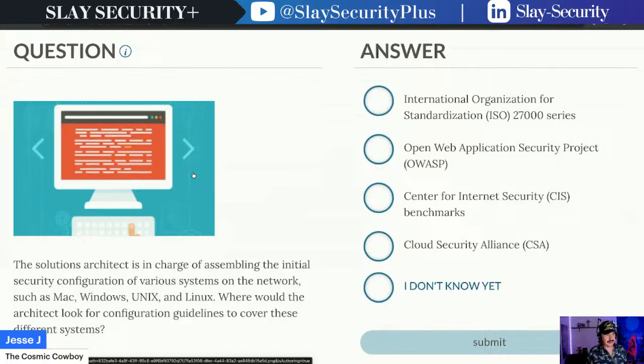The solutions architect is in charge of assembling the initial security configuration of various systems on the network, such as Mac, Windows, Unix, and Linux. Where would the architect look for configuration guidelines to cover these different systems? The ISO 2700 series, the OWASP Open Application Security Project, the CIS benchmarks, or the Cloud Security Alliance, the CSA?